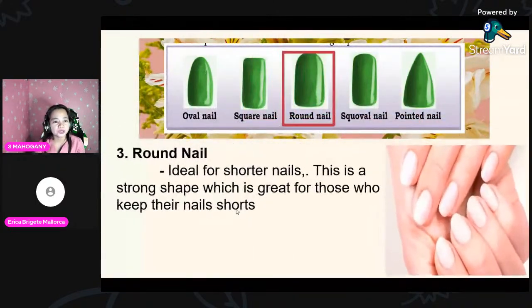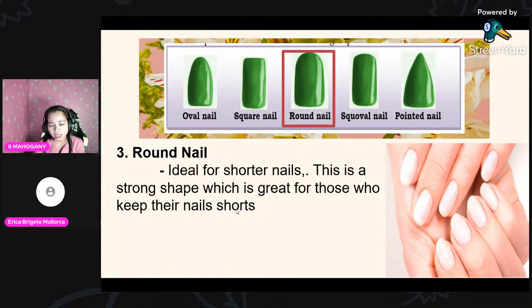How about the round nail? So, round nail, ideal for shorter nails. So, kagaya sa akin, short po yung nail ko. So, round nail. Okay po. This is the strong shape which is great for those who keep their nails short.